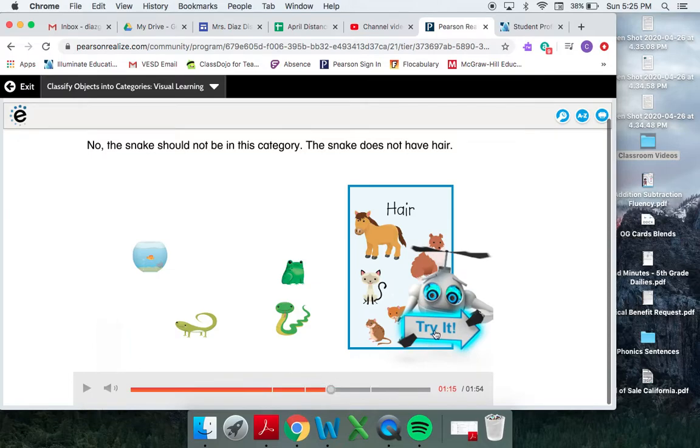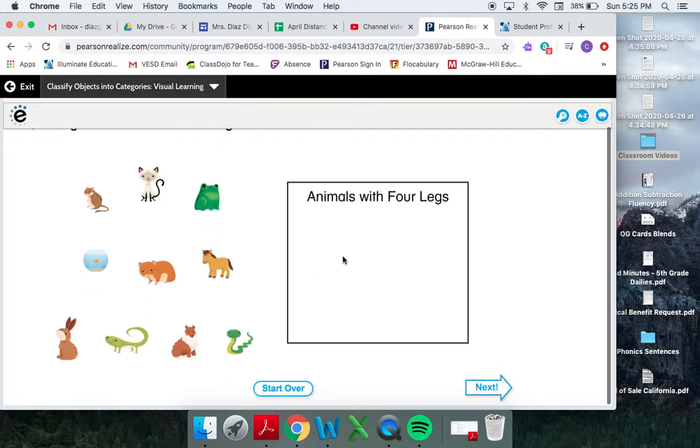Okay, so for the try it, again, it's just going to have animals sort. So here this says animals with 4 legs. So kiddos, you can pause the video and find any animals with 4 legs and talk about them with your parent.